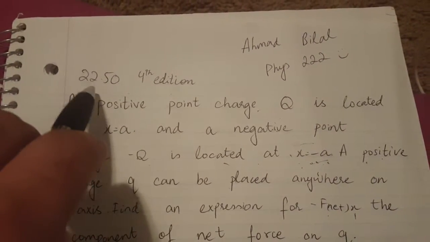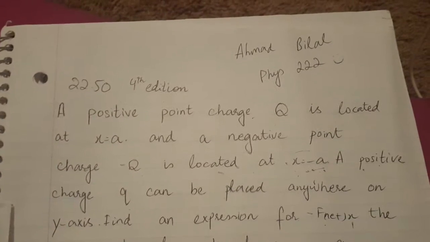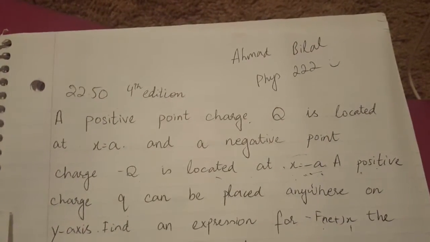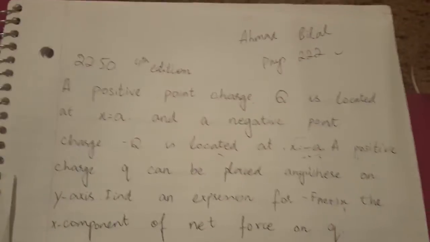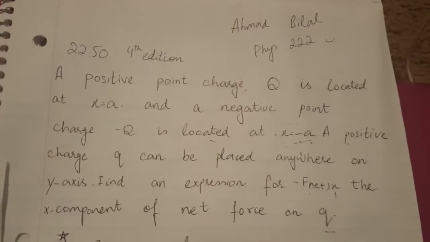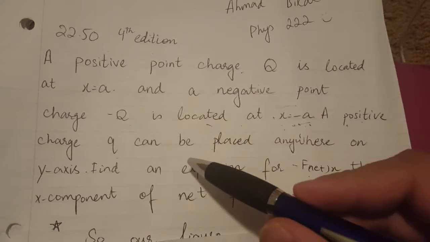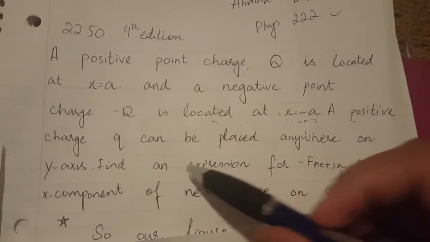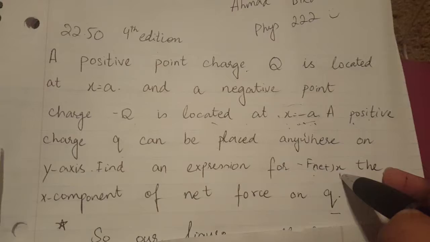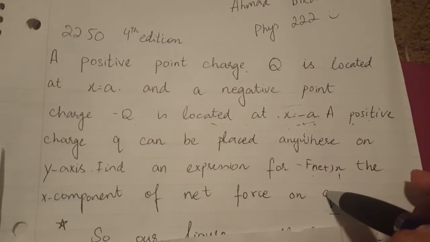I'm solving question number 22.50, which says a positive point charge capital Q is located at x equal to a, and a negative point charge negative q is located at x equal to negative a. A positive charge small q can be placed anywhere on the y-axis. Find an expression for F net x, the x component of net force on small q.